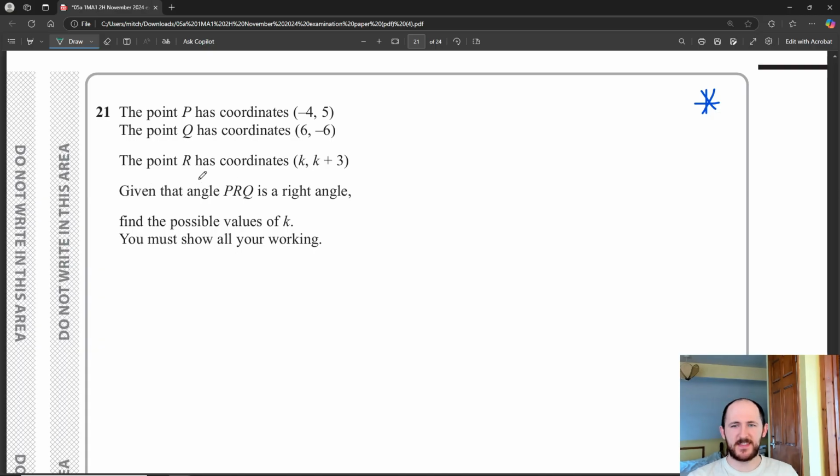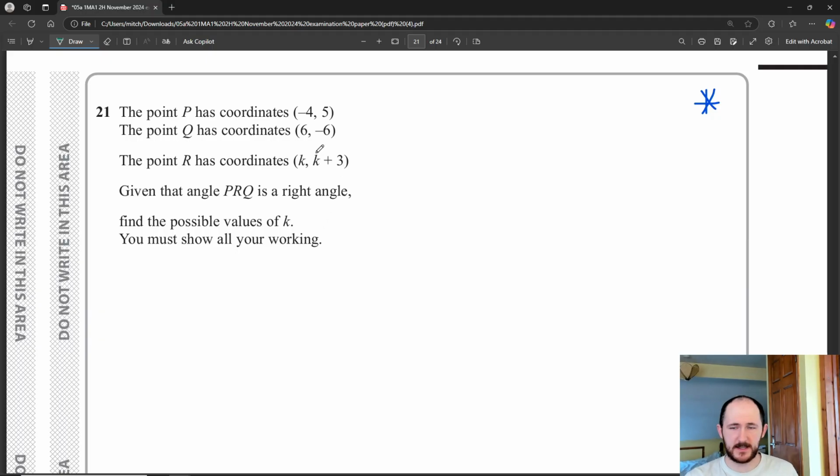So, given that the angle PRQ is a right angle, find the possible values of k. Now that second to last sentence also scares students. Find the possible, wait, there's more than one answer, oh my god! Don't worry, chances are we'll get a quadratic and there's more than one answer, right? That's probably what's going to happen.